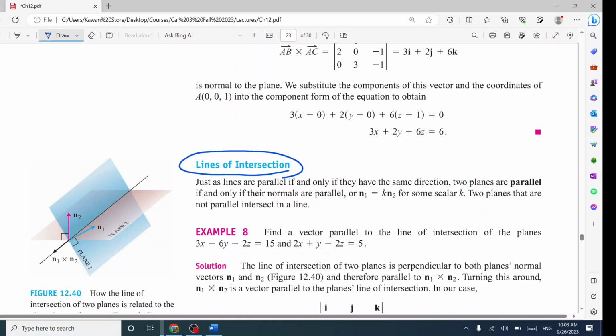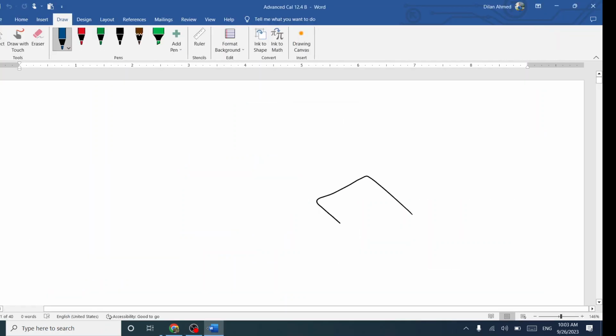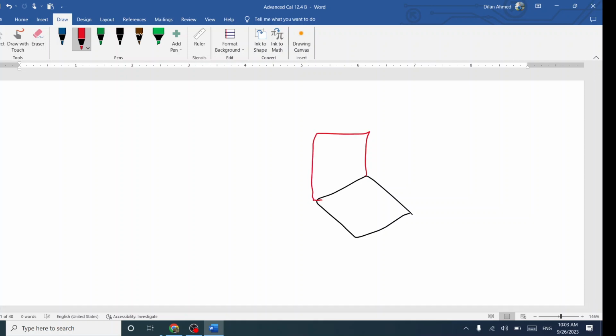For example, if you read the question: find the vector parallel to the line intersection of the planes, that one and that one. We have two planes, plane number 1 and plane number 2. They intersect, of course. Each plane has its own normal vector, am I right? Let this one be n1, that one n2.